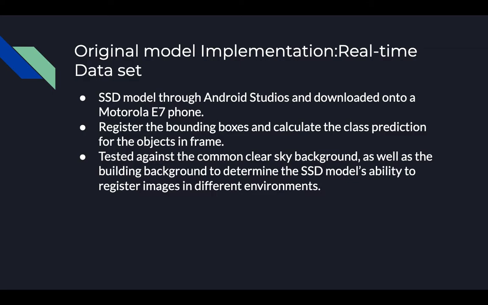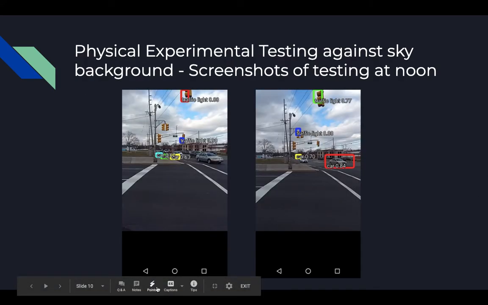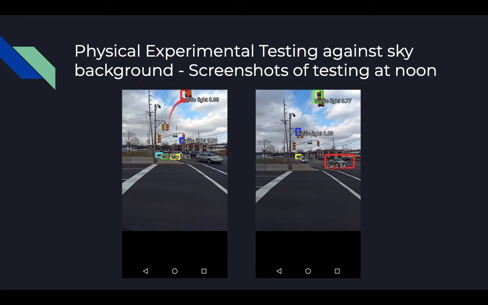Next step, evaluate the models. To evaluate the SSD model, I ported the original model, which is used to detect all objects, to a Motorola E7 phone. I wanted to test its capability in actually detecting the location of a traffic light. I tested against common clear sky backgrounds, as you can see over here. It also detects other things like cars because this is not retrained yet. These are the traffic lights it can register.